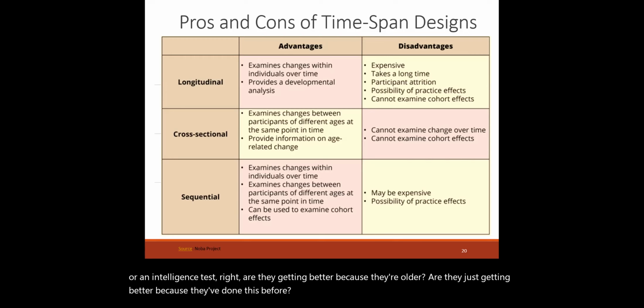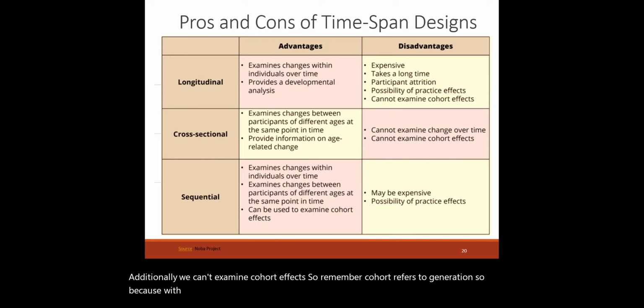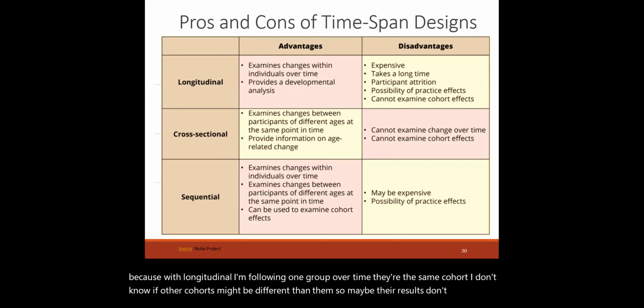Additionally, we can't examine cohort effects. So remember, cohort refers to generation. So because with longitudinal, I'm following one group over time, they're the same cohort. I don't know if other cohorts might be different than them. So maybe their results don't generalize to other people.